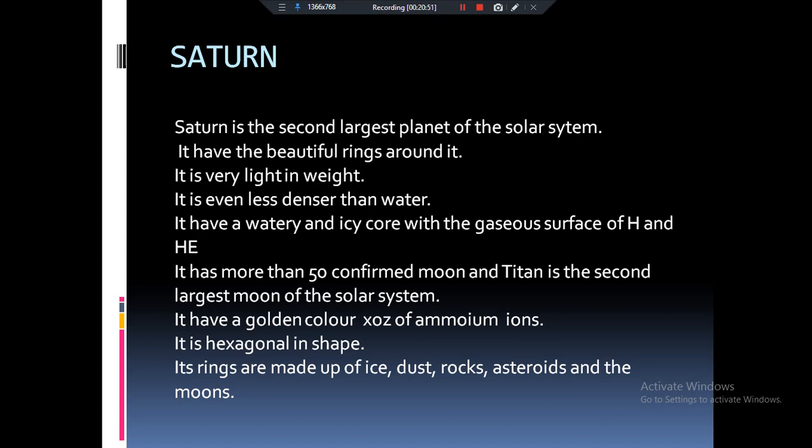क्योंकि जब भी सरफेस गैसियस होगा, गैसेस कभी भी एक्सपैंड कर सकती हैं, कभी भी कंप्रेस कर सकती हैं, तो लाइफ यहाँ पर एग्जिस्ट कर ही नहीं सकती. And also the temperature of this is very low.